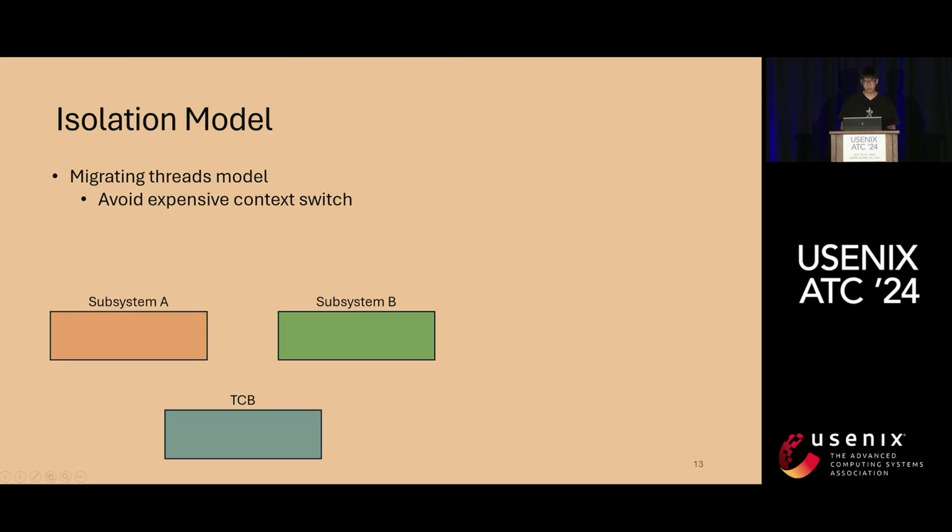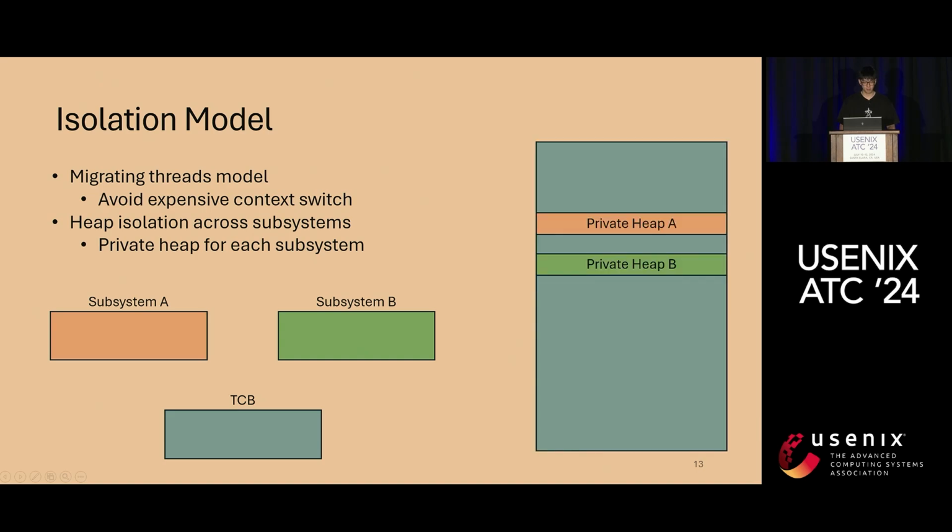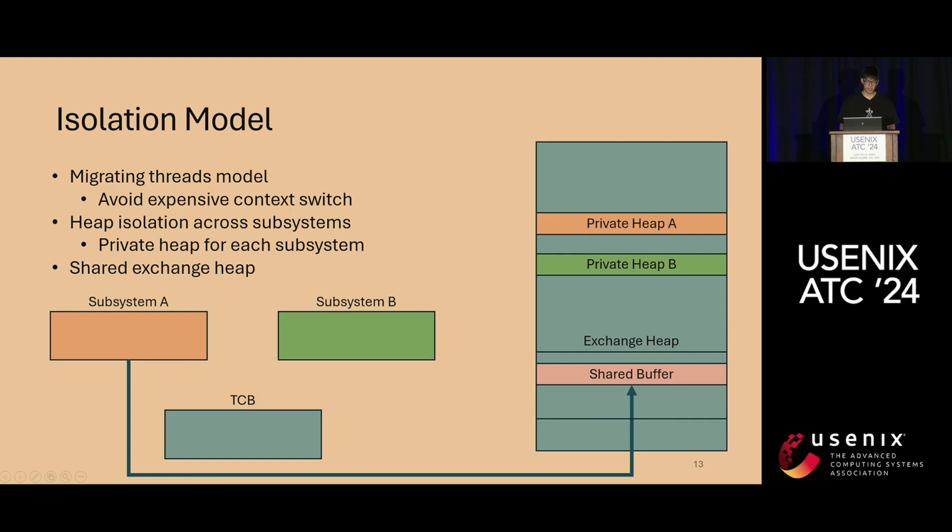To evaluate each isolation mechanism, we use a generic isolation scheme. We use the migrating thread model to avoid the overhead of a context switch. We maintain a private heap for each subsystem, and we use a shared heap to allocate shared buffers for communication. Here, system A wants to invoke a function in B and pass a buffer. A first allocates a shared buffer on the exchange heap, and then invokes the TCB to transfer the ownership. Then the TCB can invoke the function in B.